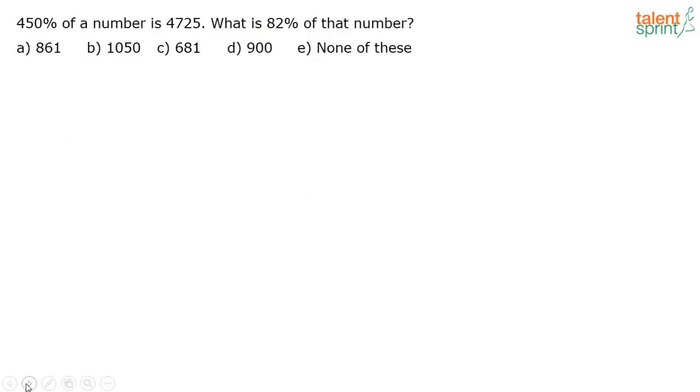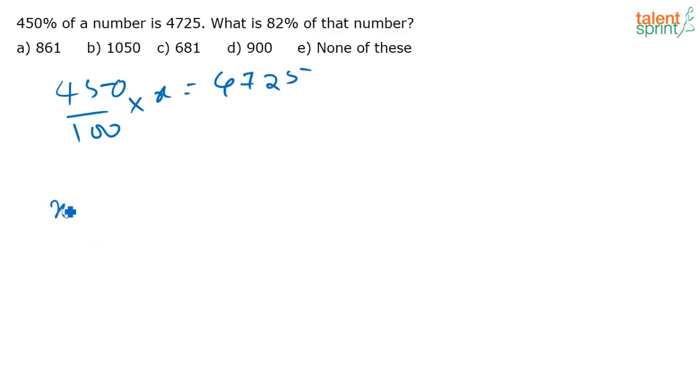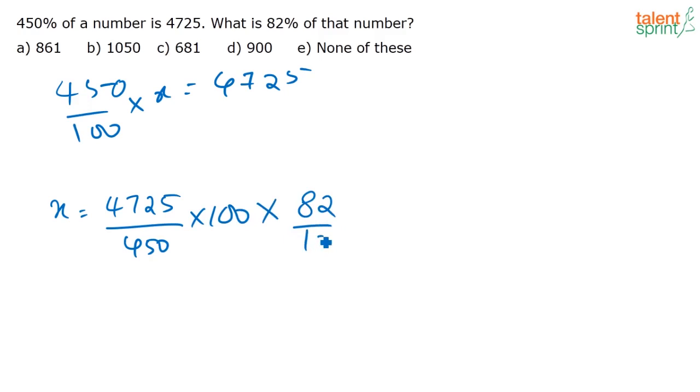450% of a number is 4725. What is 82% of that number? Again, very easy question. The only thing is you will have to simplify, that's all. Simplification is also very easy because it is easily divisible. So 450 by 100 of some number x is equal to 4725. You have to find 82% of that number. So what is x? x is nothing but 4725 divided by 450 into 100. Now, 82% of the number means into 82 by 100.